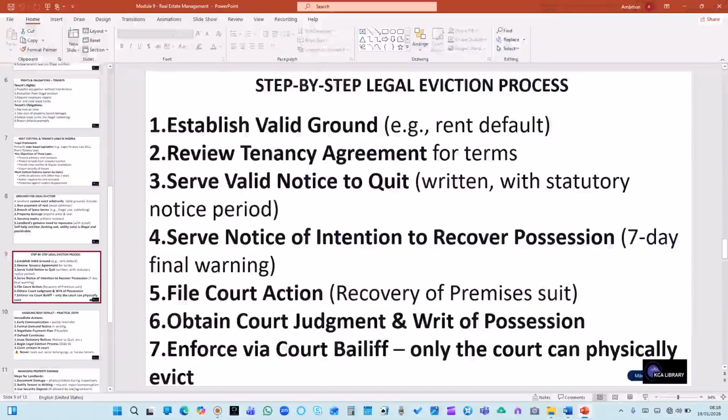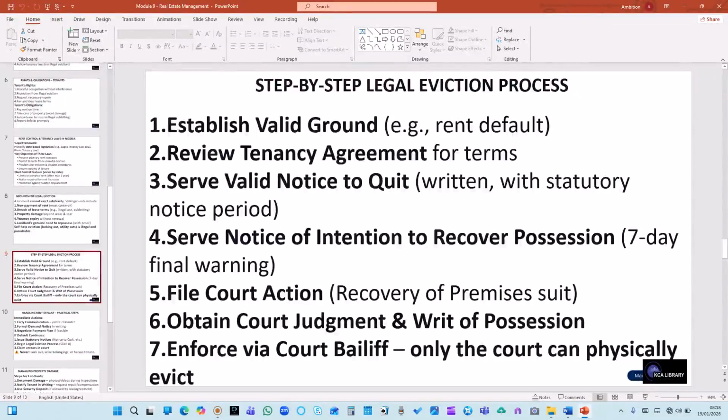For a tenant on weekly payment, a 7 days notice will be given. For a tenant on monthly payment, a 1 month notice will be given. The tenant that pays on a quarterly basis, a 3 months notice will be given, while for a tenant that pays yearly, a 6 months notice should be given. Now number four step: if the tenant fails to vacate the property after the expiration of the quit notice which has been served, the landlord will now serve notice of intention to recover his property, which usually is a 7 days final warning.